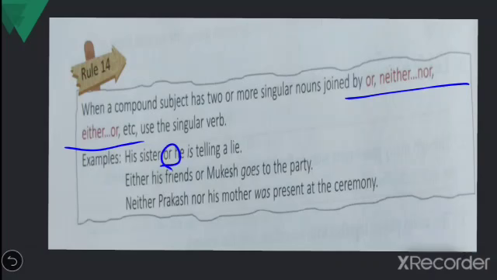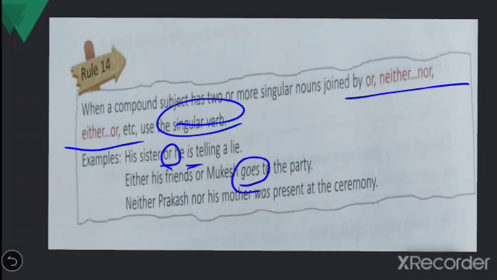He or she will come. Because his sister or he means one of the two is telling a lie, speaking a lie. So that's why we have to put a singular verb. Either his friends or Mukesh goes to the party. One of the two. That's why here the singular verb will come: goes.